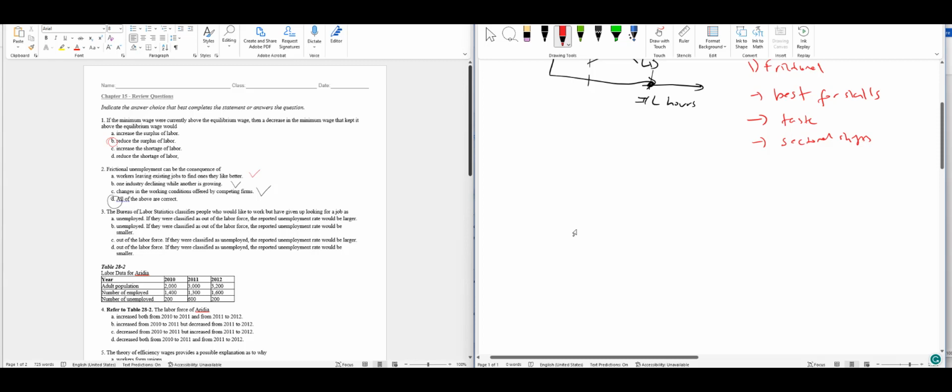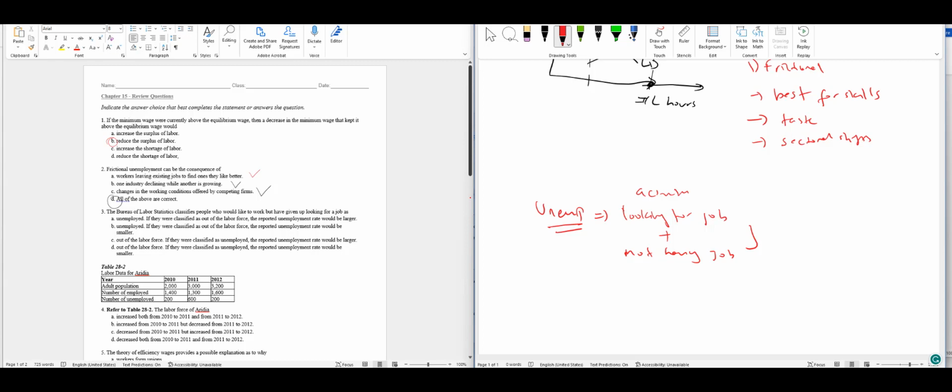Let's move on. Question number 3. The Bureau of Labor Statistics classifies people who would like to work but have given up looking for a job. So in order to answer this question, you need to understand the definition of unemployment very well. Unemployment is defined in your textbook as people looking for a job, right? But they are actively looking for a job and they don't have a job. So both of these criteria should be present.